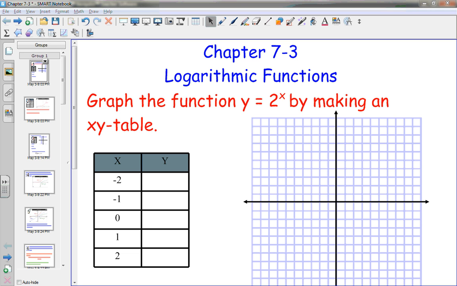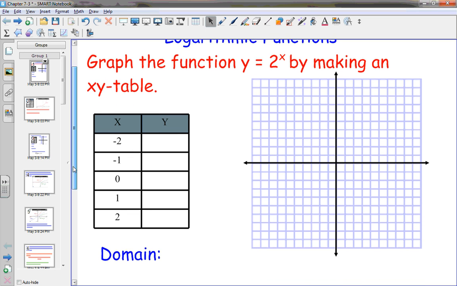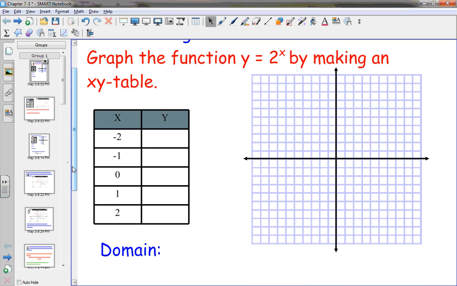Chapter 7-3, logarithmic functions. Graph the function y equals 2 to the x by making an x-y table. If I have x equals -2, -1, 0, 1, and 2, and I want you to plug and shove, you tell me, how do I do that? That's going to give me 2 to the -2. And what's 2 to the -2? 1/4.